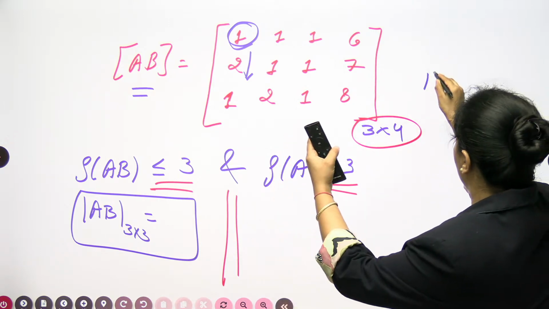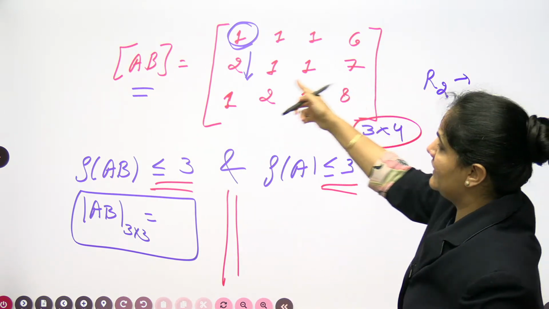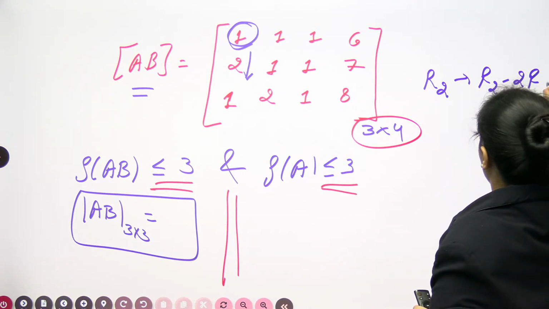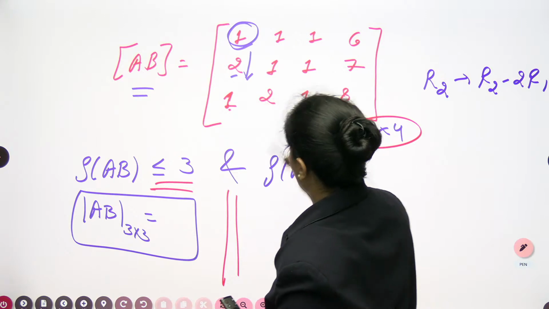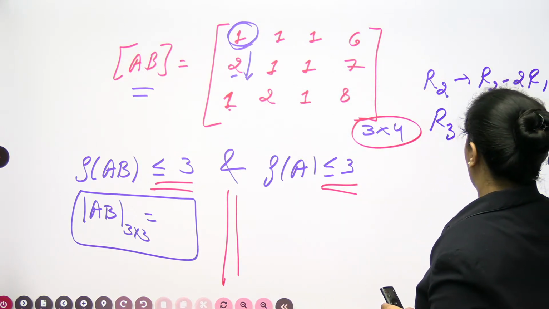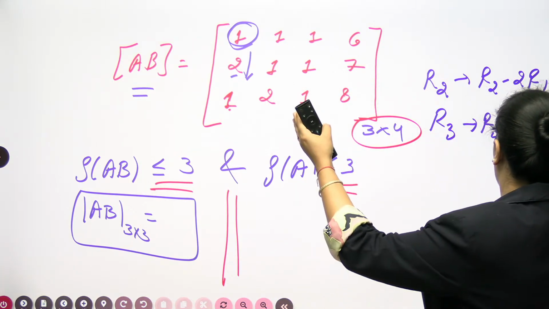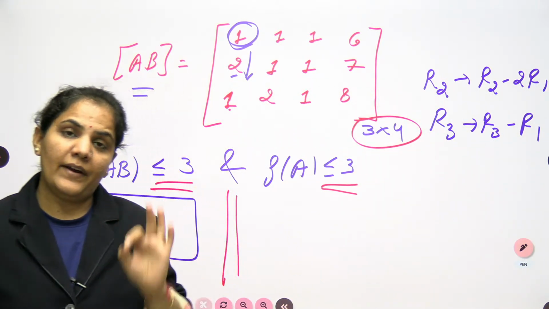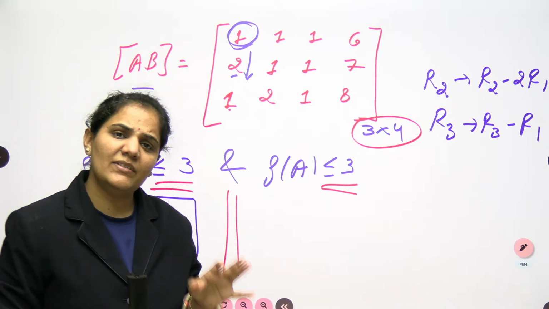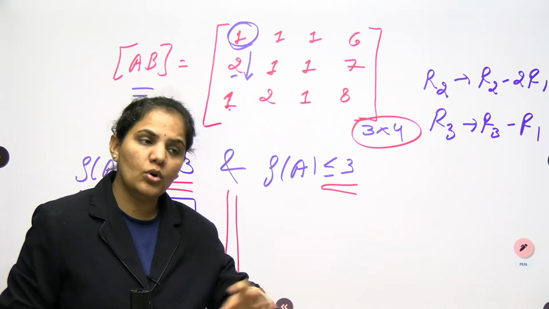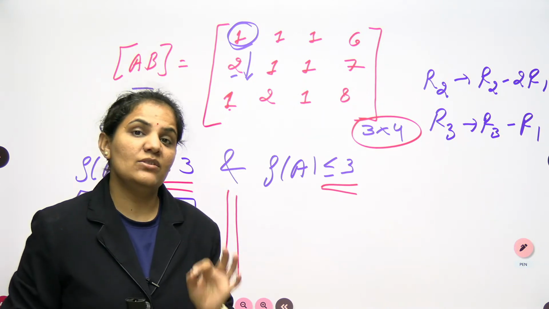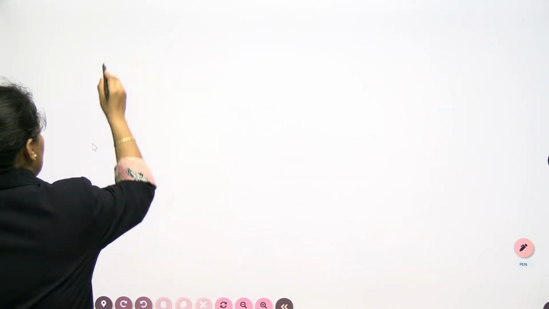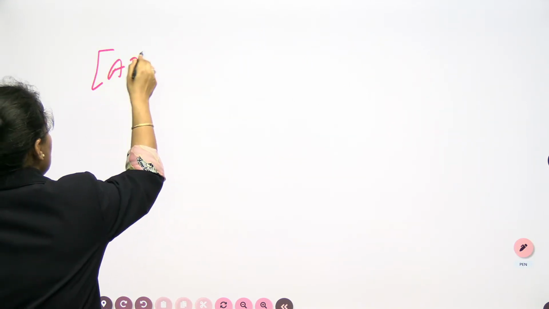So at the place of the second row R2, I will go with R2 minus 2R1, because ultimately I need to make these two elements 0. And at the place of R3, I will go directly with R3 minus R1. Once I approach this, I can find out the determinant very easily. There is no need to go for more calculation. We can solve the question very easily. All right, so now let me write down the AB we are having.